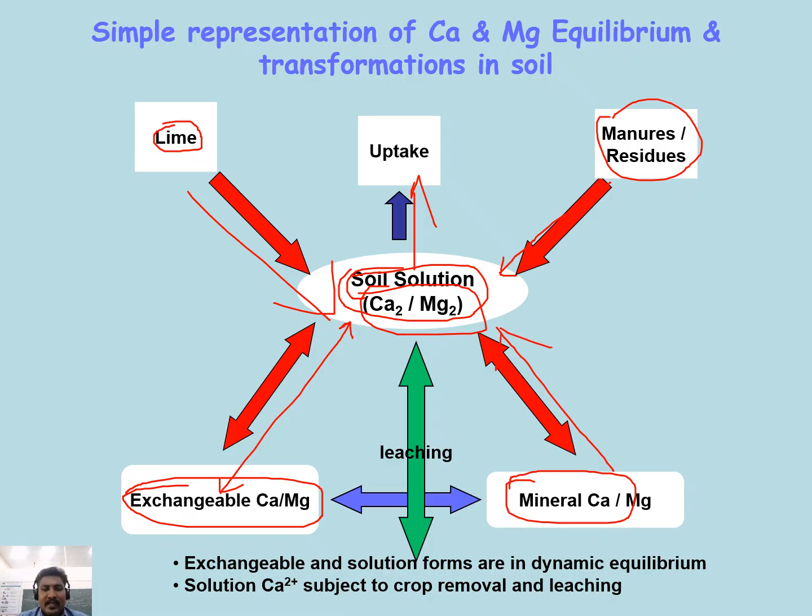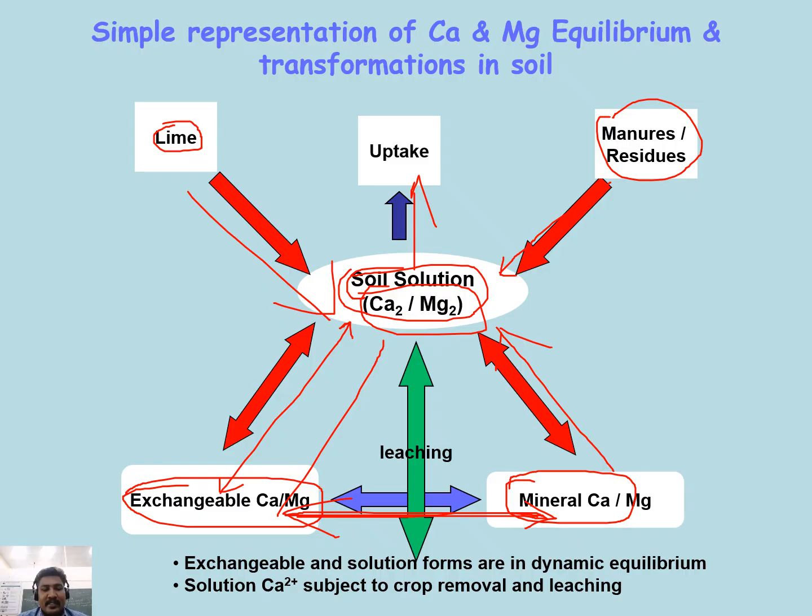When calcium-containing parent material is present in the soil, that will supply calcium to the soil solution. But here the exchangeable calcium and magnesium also have a good relationship, so calcium will reach equilibrium between exchangeable and mineral calcium. So these exchangeable and solution forms are in dynamic equilibrium.